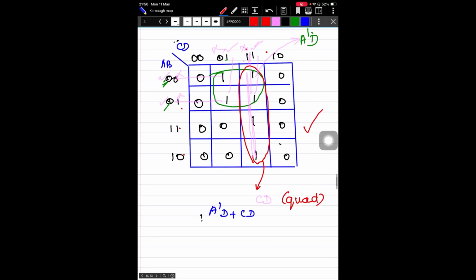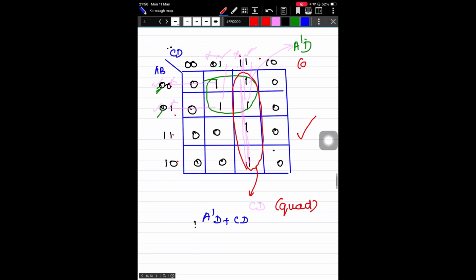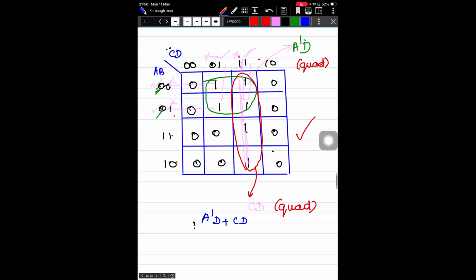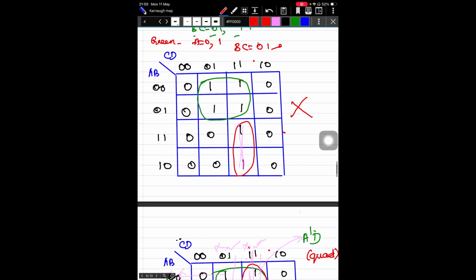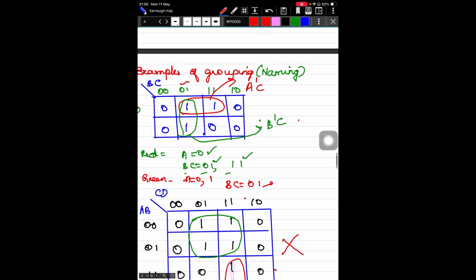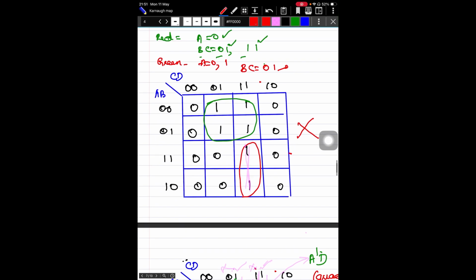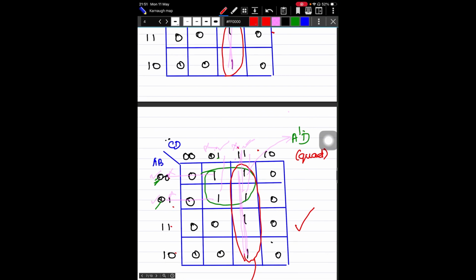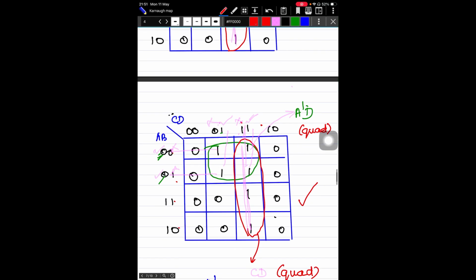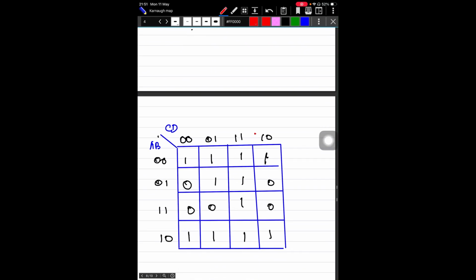The green box also has 4 ones. It is called a quad. When you take the previous example, the red box has 2 boxes. Red group has 2 boxes, so it is a pair. We have seen the pair, we have seen the quad, and what can be the next one? Octet. Octet will have 8 boxes. Is that clear? Okay, so I'll come to this example.